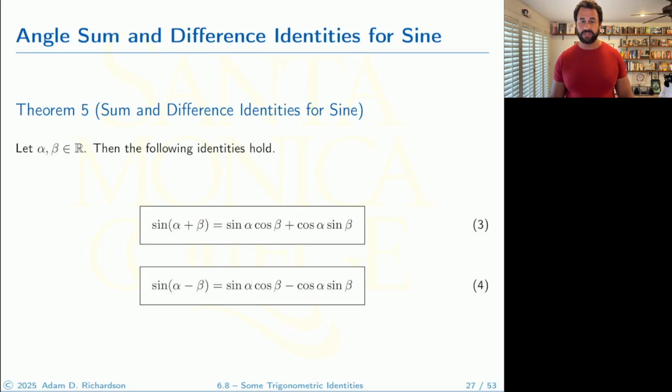So here are the angle sum and difference identities for sine. Sine of alpha plus beta is equal to sine of alpha times cosine of beta plus cosine of alpha times sine of beta. Sine of alpha minus beta is sine of alpha times cosine of beta minus cosine of alpha times sine of beta. All right? And we're going to prove those right now.